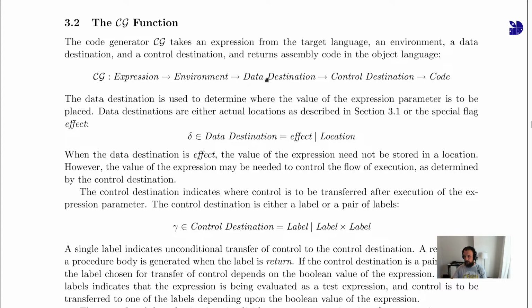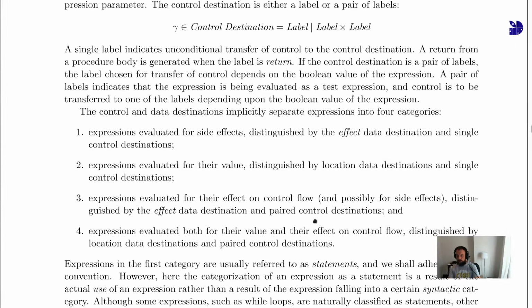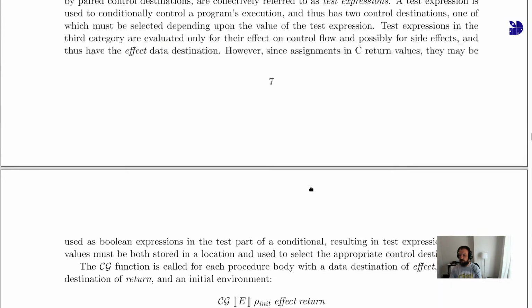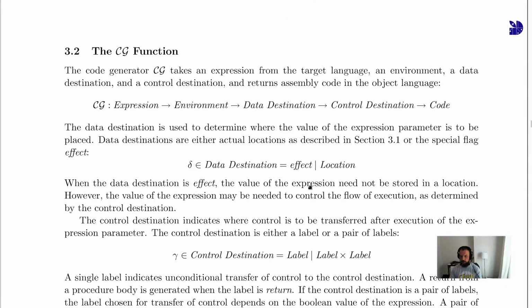It takes a data destination. This is essentially telling us where do we put our result. So code generation is parameterized on where are we going to put our result, and it takes a control destination. The control destination is a label or a pair of labels. Although at some point we're going to pass in the special label. When we start, we're going to pass in the special label return. So the top level expression is going to have destination return, meaning that this expression is in tail position.